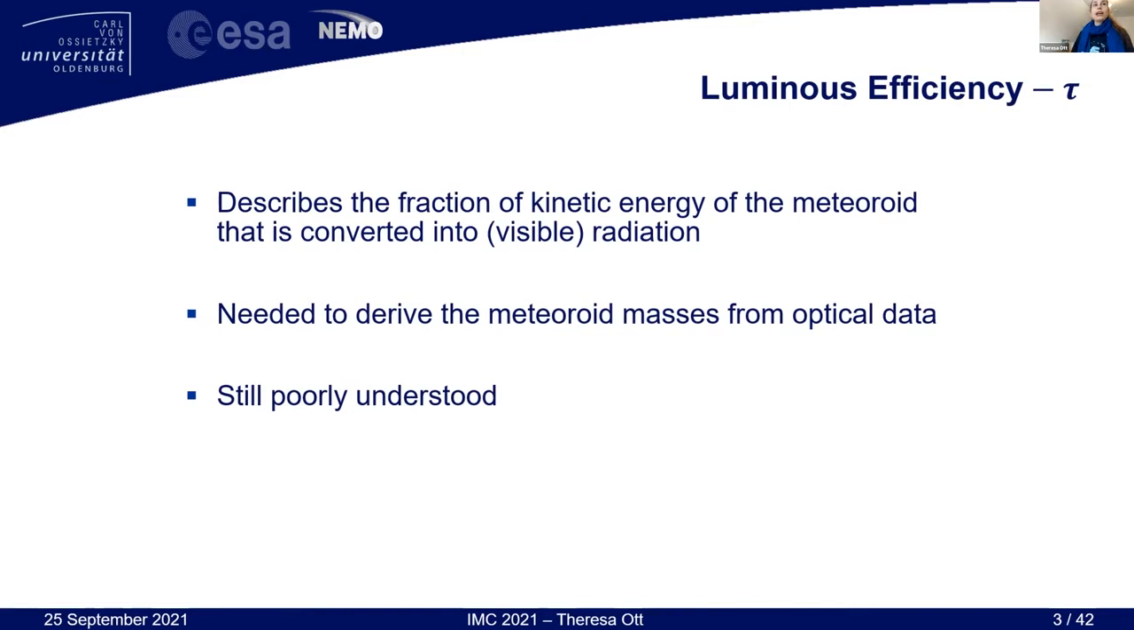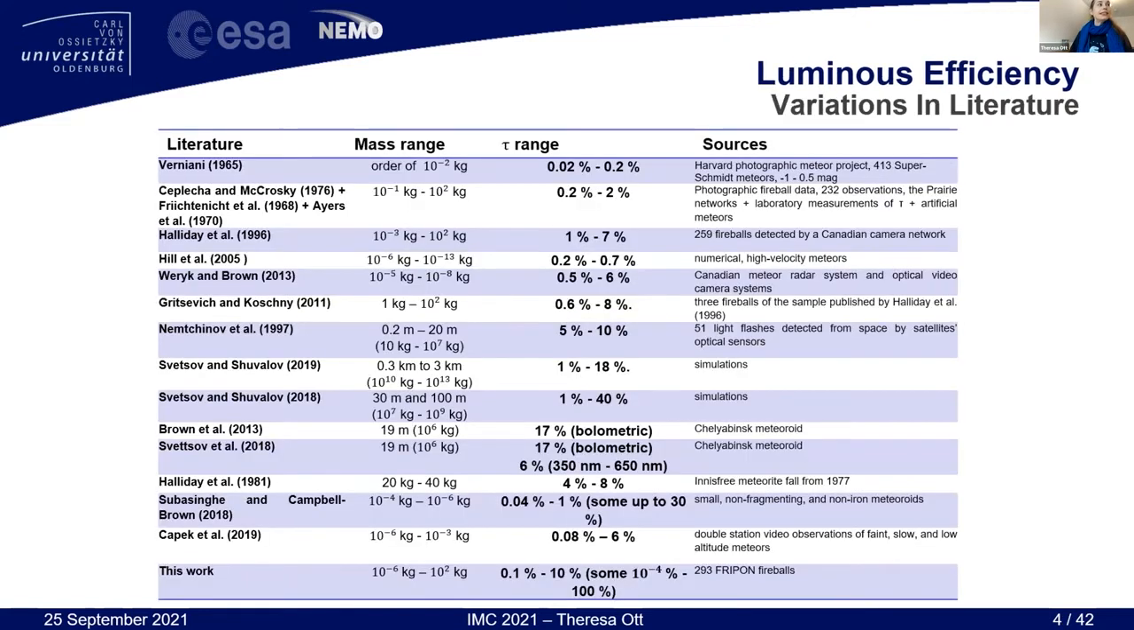The luminous efficiency is a value that's used to calculate the mass of a meteoroid based on its luminosity and how much of the kinetic energy is actually converted into visible radiation. It's used to compute meteoroid masses from optical data, but it's still quite poorly understood, especially considering how old it is and how much it's actually being used.